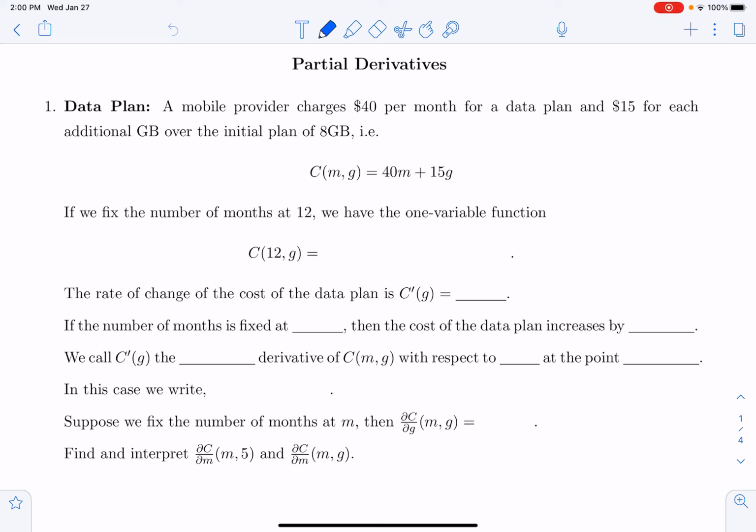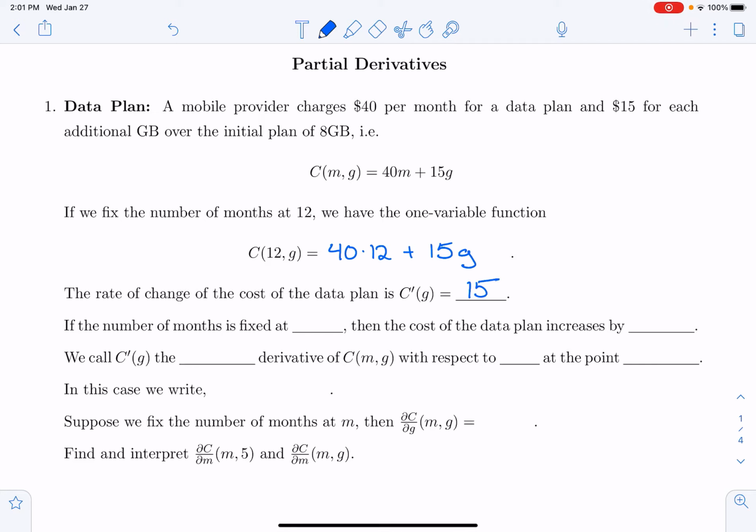So let's pretend that the number of months for this mobile plan is going to be 12. And so then we have the single variable function C of 12 comma G, which is 40 times 12 plus 15G. Well, then the rate of change of the cost of this data plan would be C prime of G, that's going to be 15.